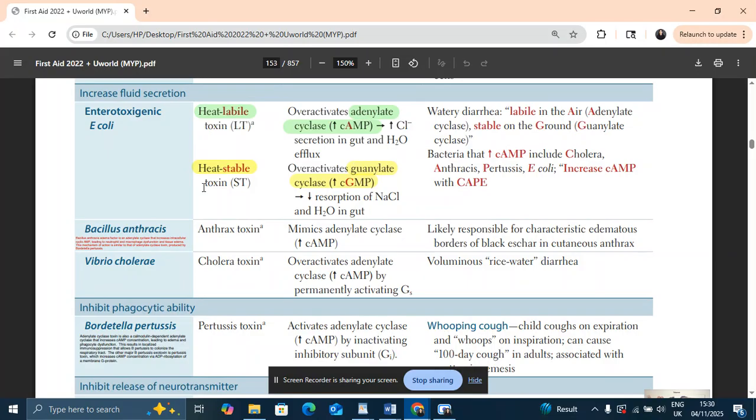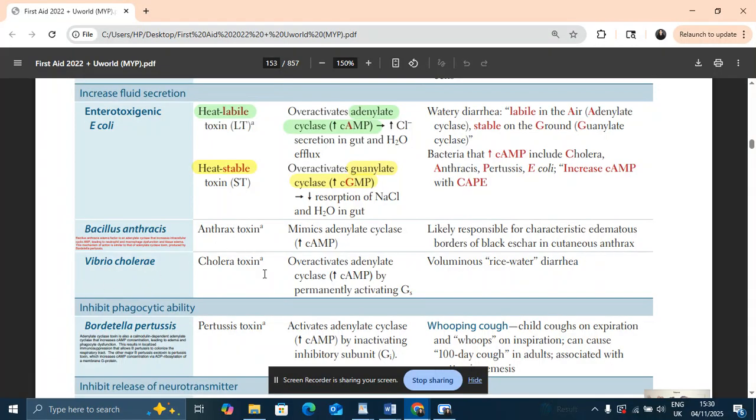Okay, now Bacillus anthracis. Bacillus anthracis produces a toxin called anthrax toxin, and it is a gram-positive rod. The anthrax toxin mimics adenylate cyclase, increased cyclic AMP. So what is the disease it causes? It causes anthrax, cutaneous anthrax, and there is another type, pulmonary anthrax. We'll talk about anthrax later on. The toxin is likely responsible for the characteristic edematous borders of black eschar in cutaneous anthrax. So, Bacillus anthracis causes cutaneous anthrax.